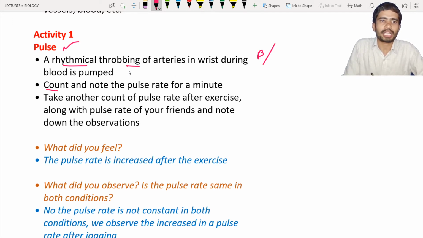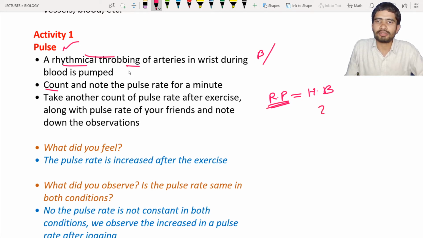You can count by keeping your finger on the wrist. Observe carefully the rhythmical up and down throbbing of the artery, so that you can count the rate of the pulse. Note down the rate of pulse. The rate of pulse is equal to the heartbeat. How many times the heart beats, that much will be equal to the pulse rate.